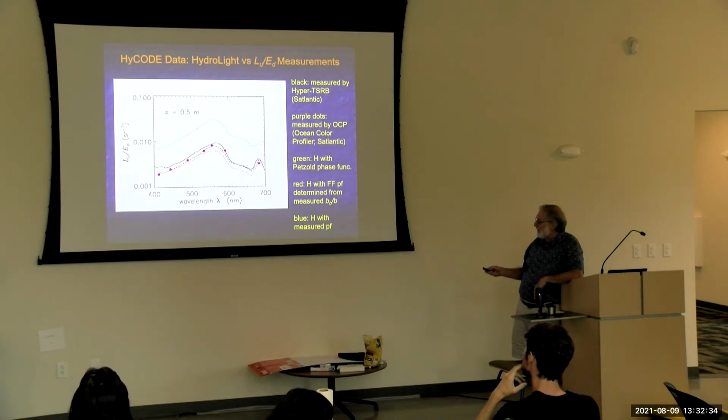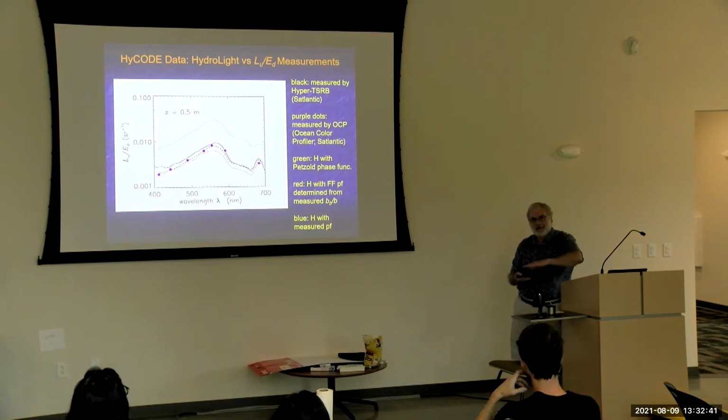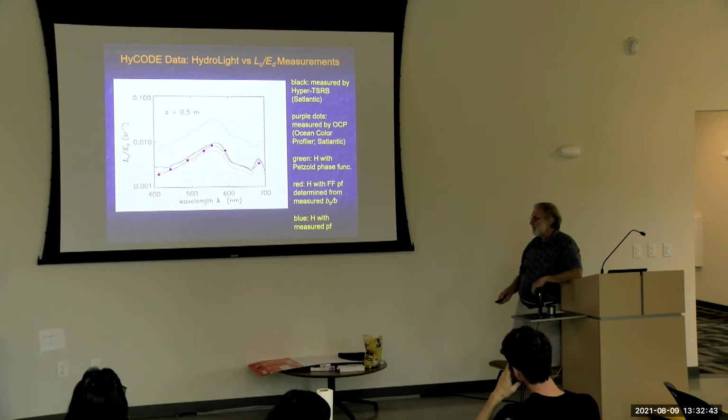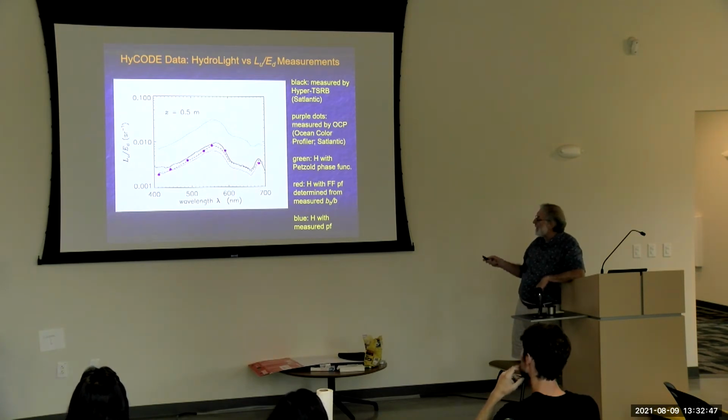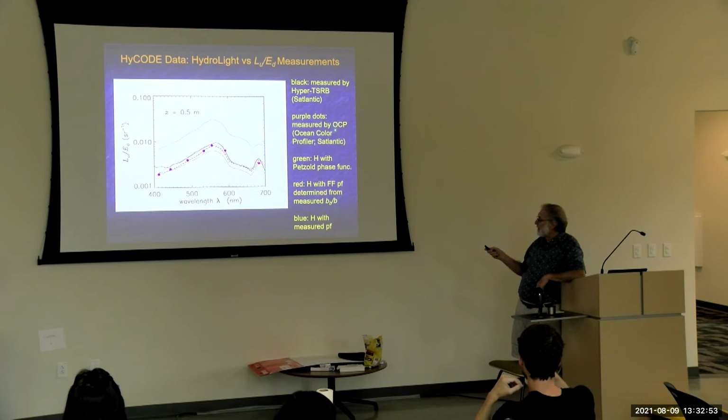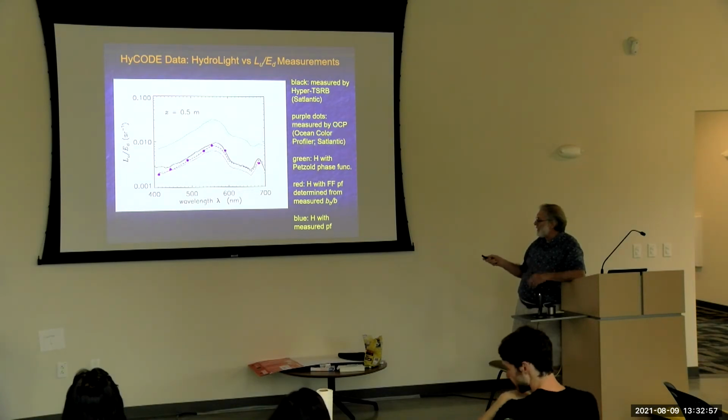Here's now a prediction of LU over ED at 0.5 meter depth. So that's basically the bottom sensor on your hyper TSRB, versus wavelength. The black is what was measured by the hyper TSRB. The purple dots were measured by an instrument called the Ocean Color Profiler made by Satlantic. So they're pretty close to the measured values.